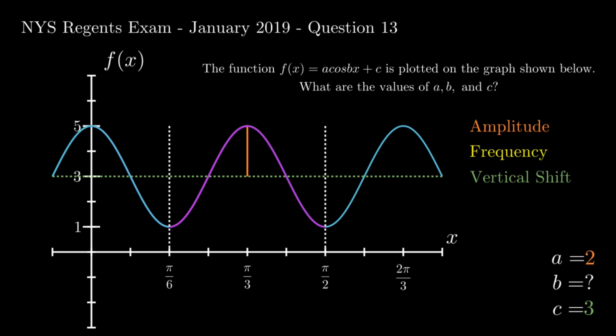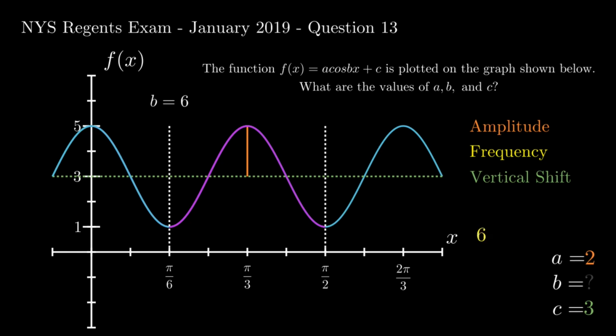Looking at the difference of x values from the end of the cycle to the beginning, here, pi over 2 minus pi over 6, we get that the period of this graph is pi over 3. Recall, frequency then is equal to 2 pi over the period. Substituting pi over 3 in for the period and then remembering that dividing by a fraction is equivalent to multiplying by its reciprocal, we wind up with a frequency value of 6.